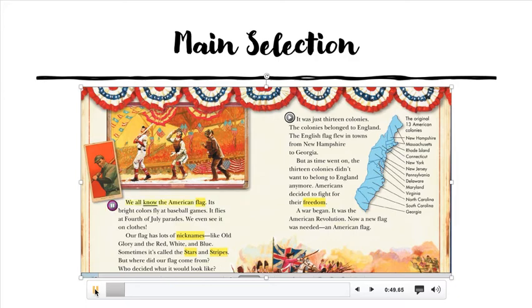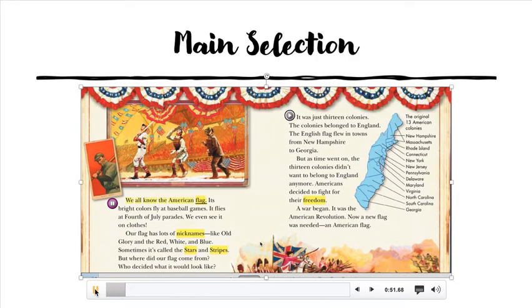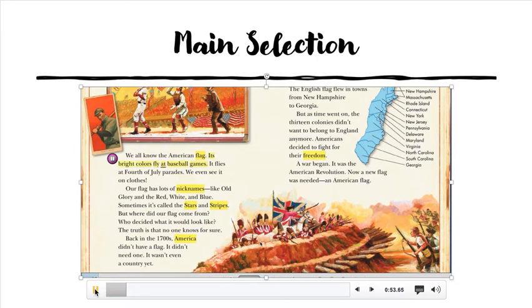We all know the American flag. Its bright colors fly at baseball games. It flies at 4th of July parades. We even see it on clothes. Our flag has lots of nicknames, like Old Glory and the Red, White, and Blue. Sometimes it's called the Stars and Stripes.